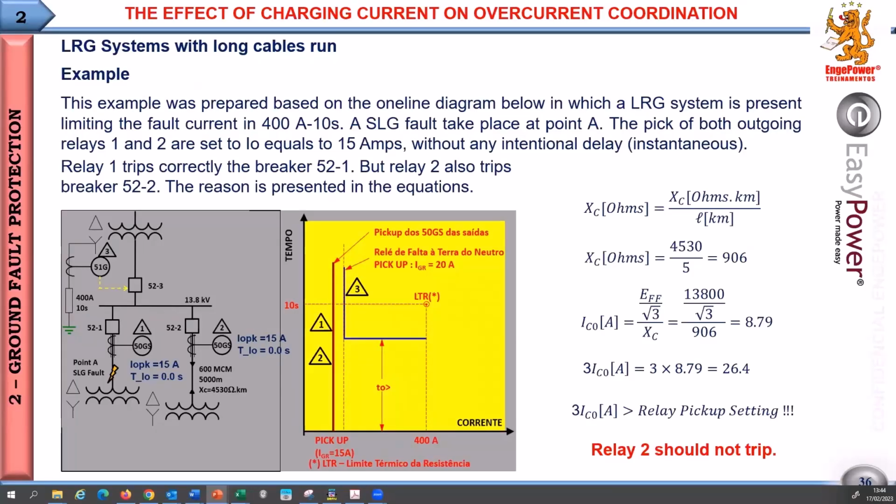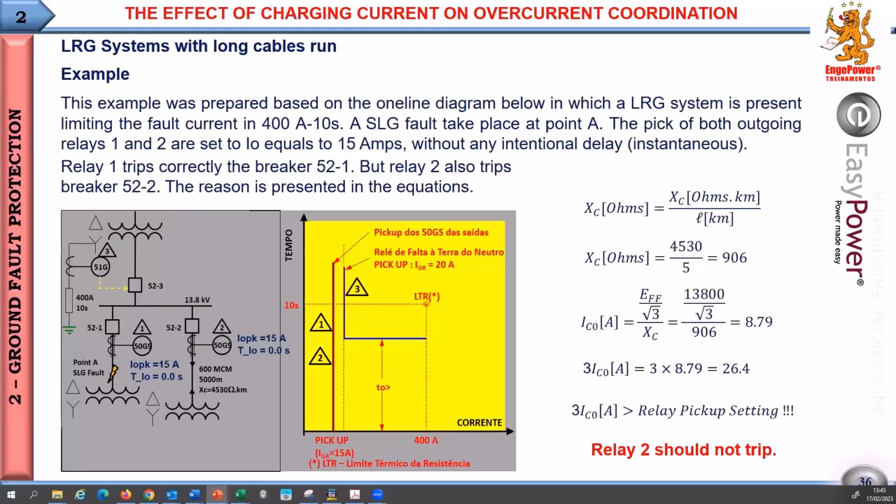Okay, so this is a summary. This is a transformer that is low resistance grounded. Here we have instantaneous ground fault protection set to 15 amps. A ground fault happened here. This first relay tripped, but this one tripped too. Why? Let's see.